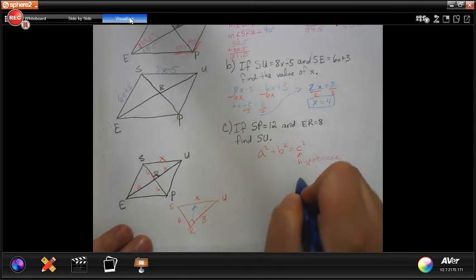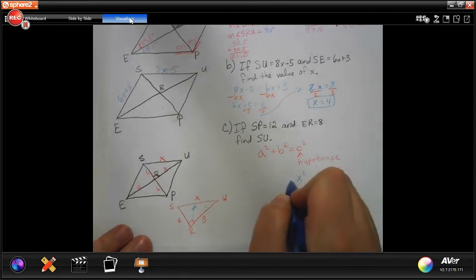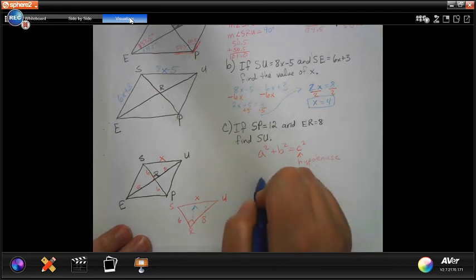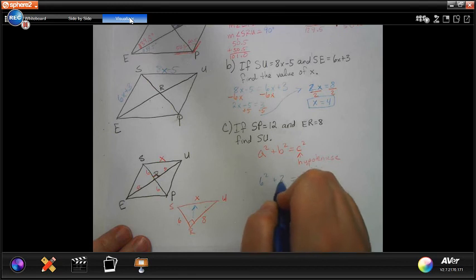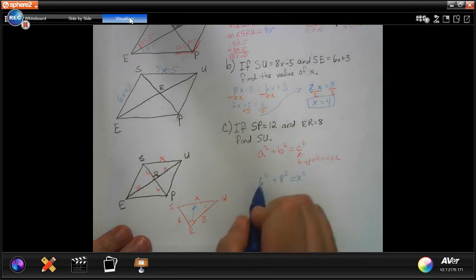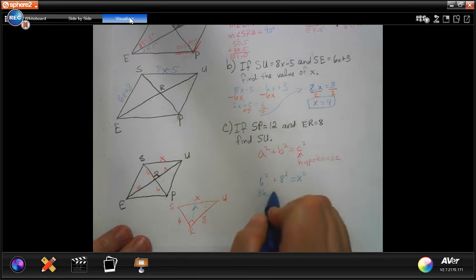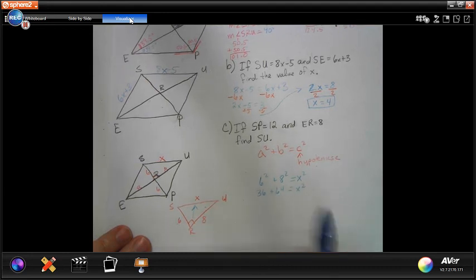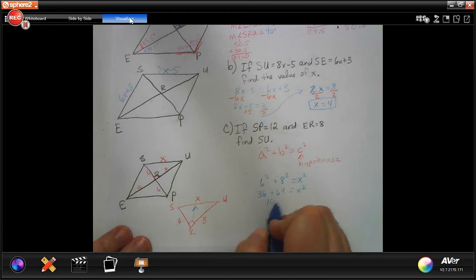So that is x squared. It does not matter which of these go in the A spot. So I could say 6 squared is the A, or I could say 8 squared is the A. I'm just going to do it this way. 6 squared plus 8 squared equals x squared. So then I get 36 plus 64. When you add those together, you get 100.